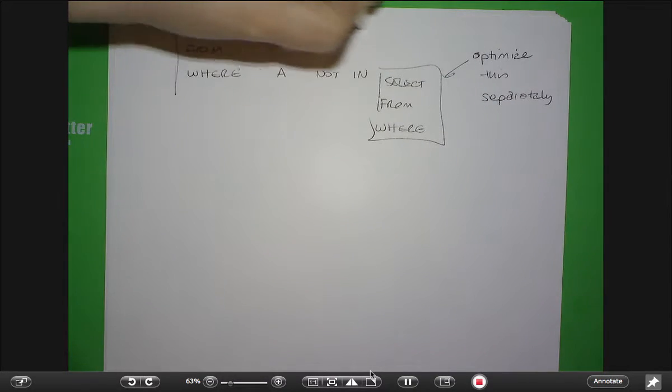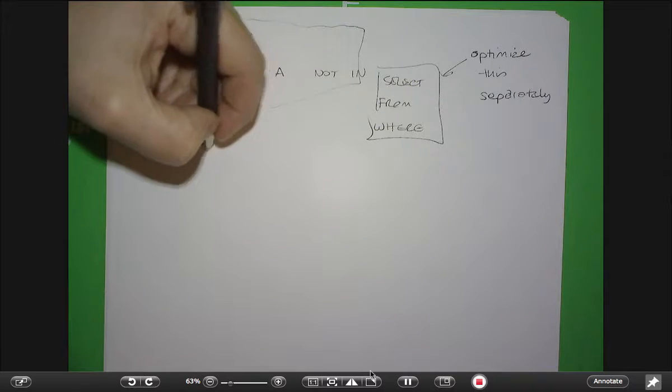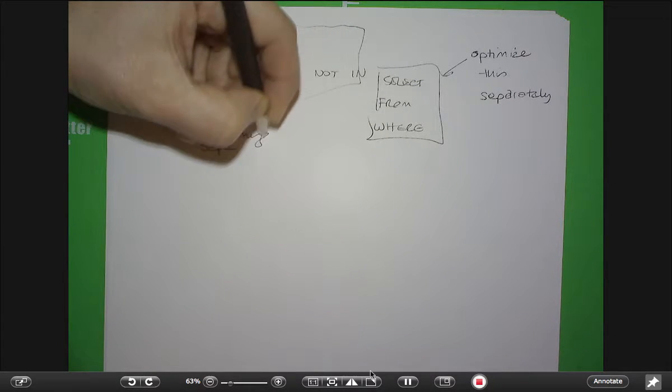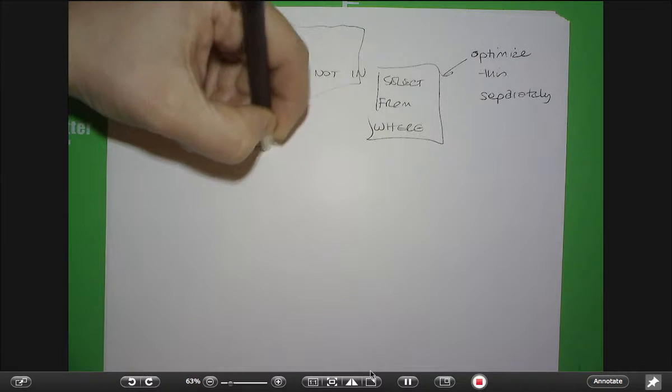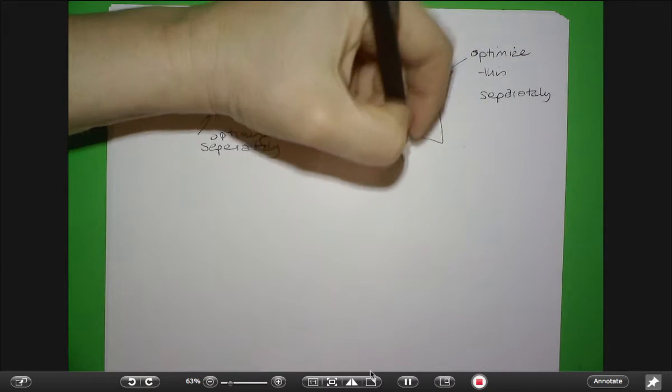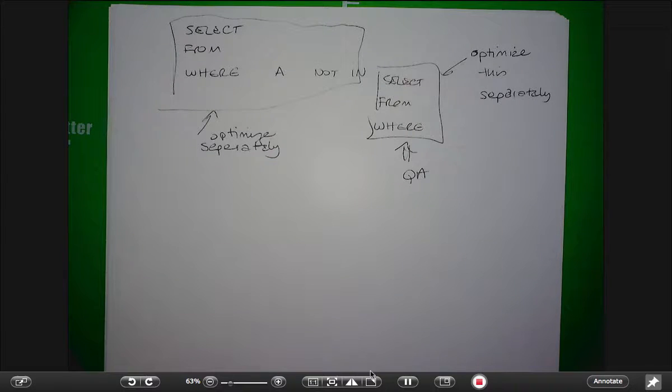And this query is optimized separately. And to the outer query, this query here, let's call this QA. QA is basically a subroutine: for every single tuple, execute this subroutine. But outside of that, I'm not going to talk about how you optimize nested expressions.